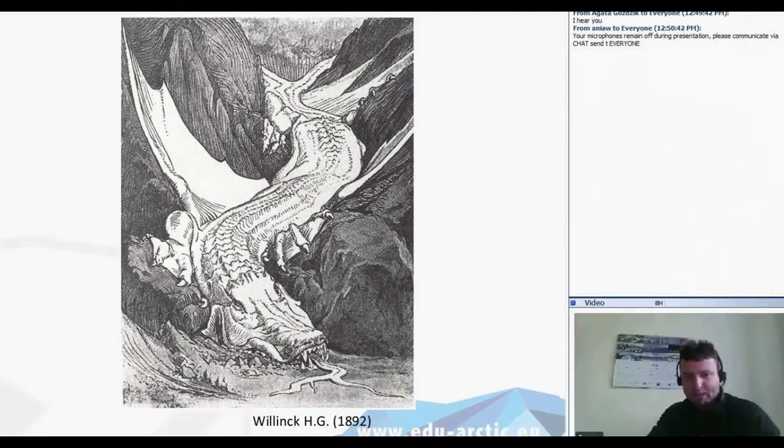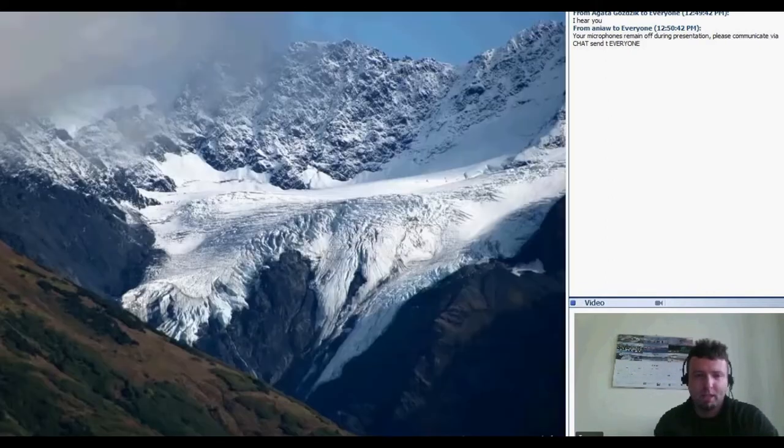In the 19th century, some artists had a vision, and in his opinion, the glacier looked like a dragon. And when you go to the field, you can see some glaciers. For example, this one in Alaska. Maybe some of you can see a dragon as well.